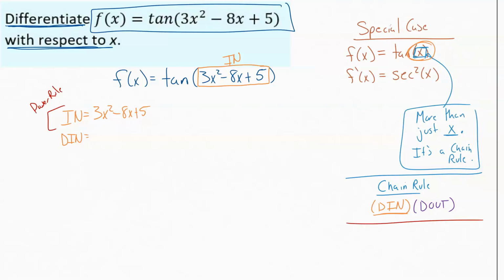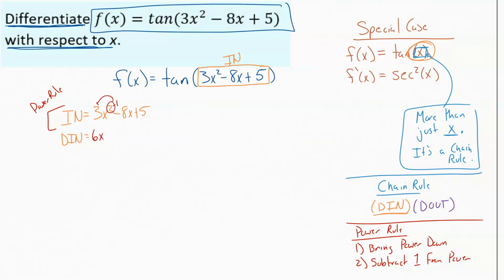Remember that really everything flows back through the power rule, almost always. And the power rule just says bring the power down and then subtract 1 from the power. So following that rule here, bringing our power down, we get 2 times 3 gets us 6x, subtract 1 from the power gets us x to the first.